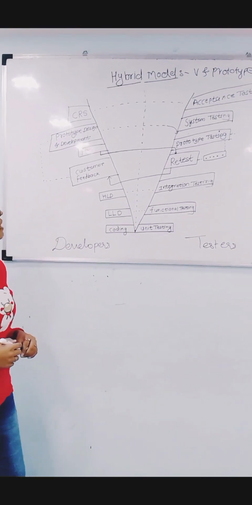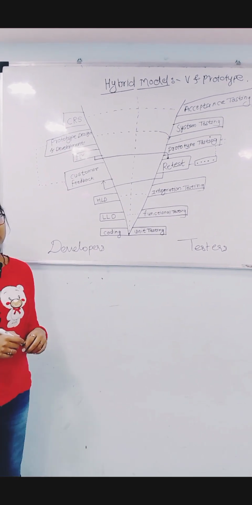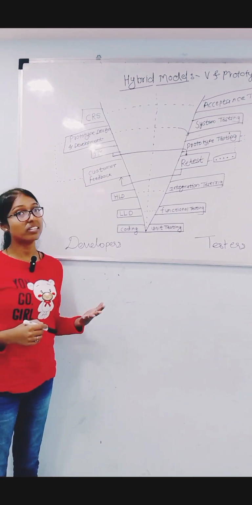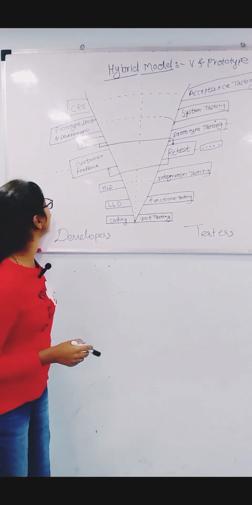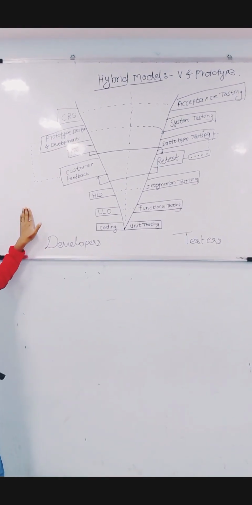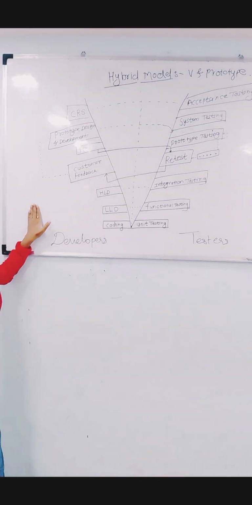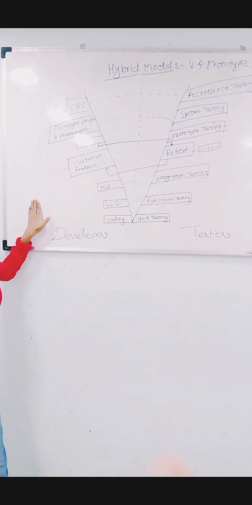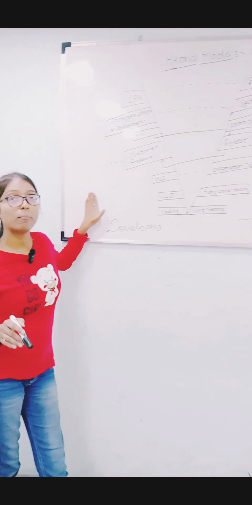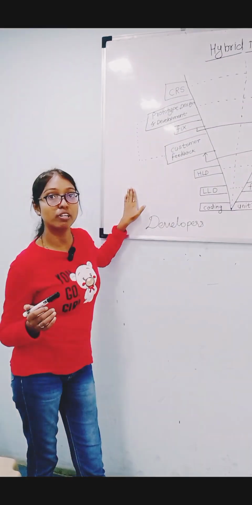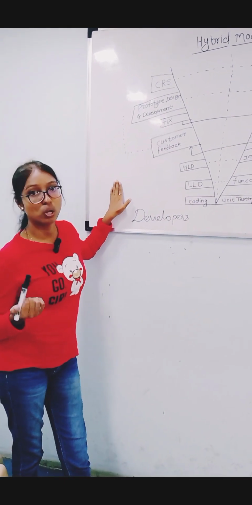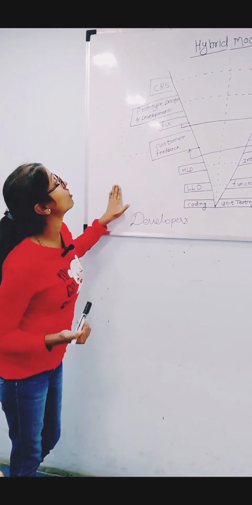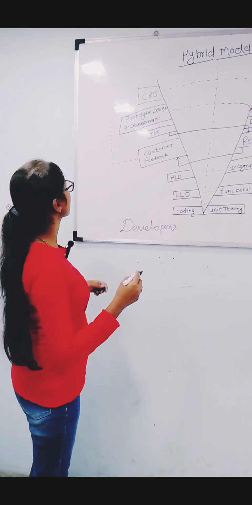Today I am going to explain the hybrid model. First of all, the question comes to mind: what is a hybrid model? A hybrid model is a combination of two or more models. Next, why do we go for the hybrid model? Because every customer may not come with a single problem or a single challenge, but may come with multiple problems. So a single model may not be the solution. That's why we go for the hybrid model.